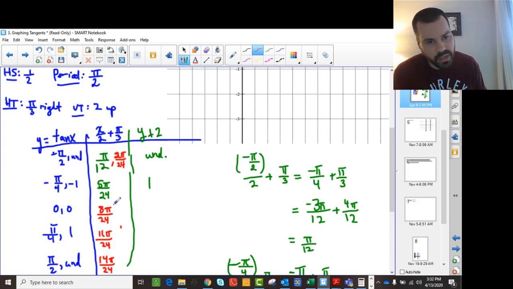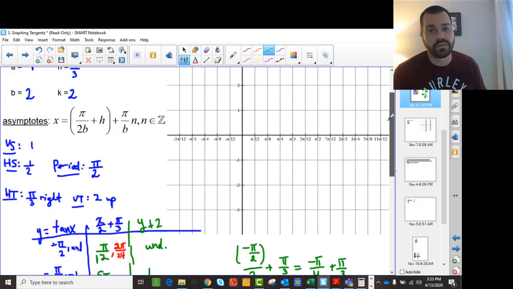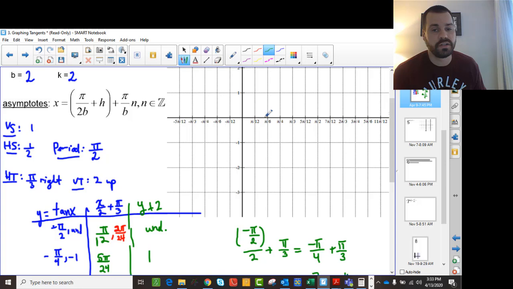Now, yes, these reduce. 8 pi over 24 does reduce, so does 14 pi over 24. But I'm just going to leave them like that for now. And then what I'm going to look at is the y value. So minus 1 plus 2 is 1, 0 plus 2 is 2, 1 plus 2 is 3, and then undefined again. So then what I'm going to do up here is I'm going to go up by, you notice this is pi over 12, so I'm going to jump by pi over 12 and undefined.